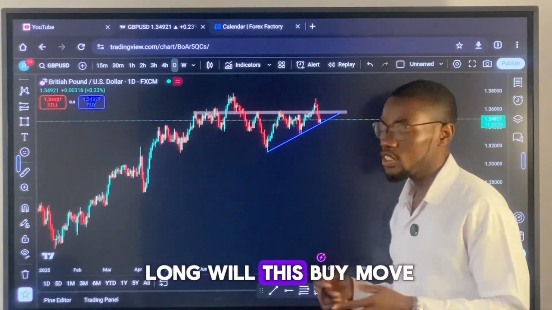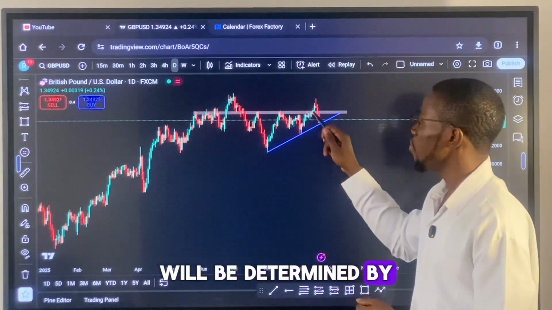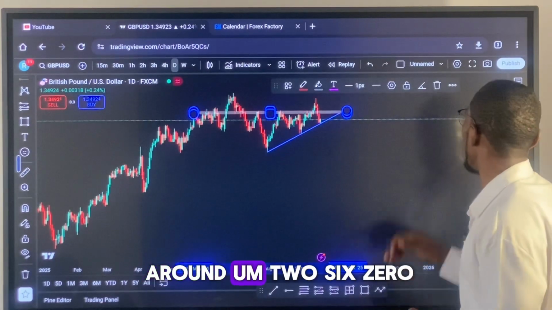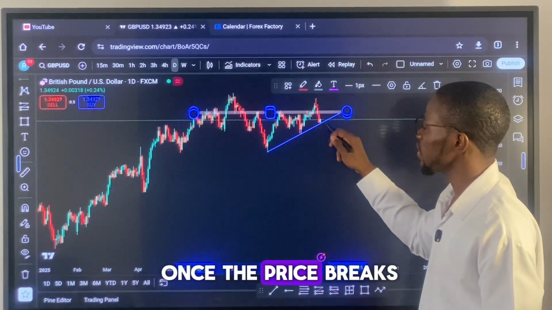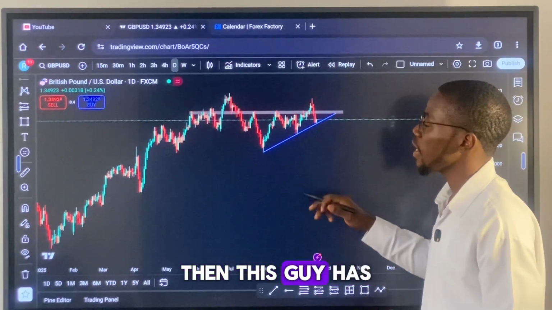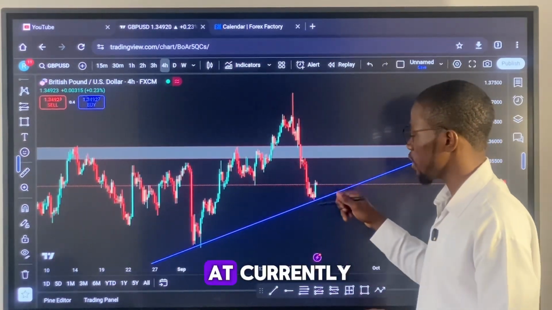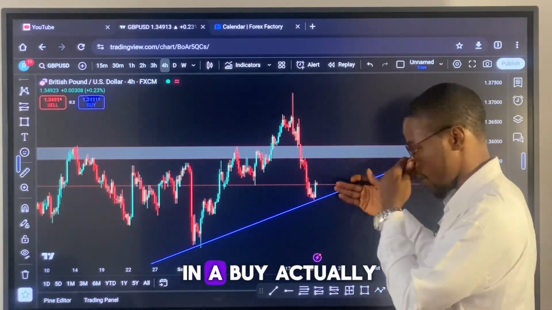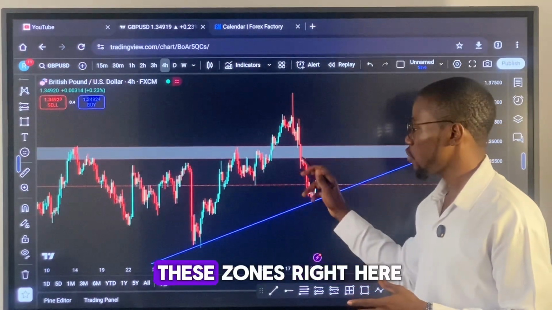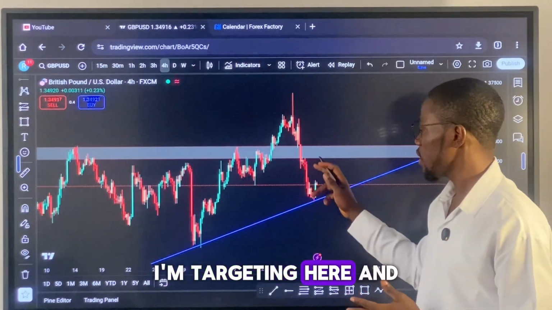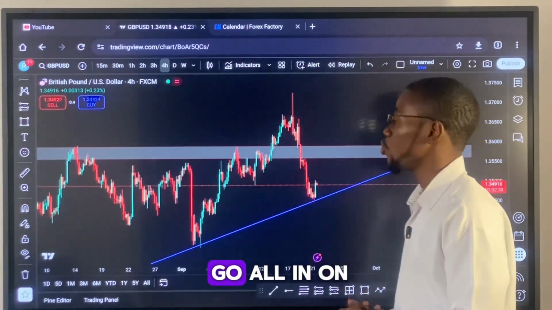But how long will this buy last? That will be determined by this structural point at around 1.3600. Once the price breaks this structure, then this pair has no other option but to continue buying. So this is the structural point I'm looking at. Currently, we might be in a buy. We are in a buy actually, but again, we are being careful of these zones right here. So I'm targeting here and trying to break even at least, and once price breaks the zone, then I'm sure to go all in on a position.